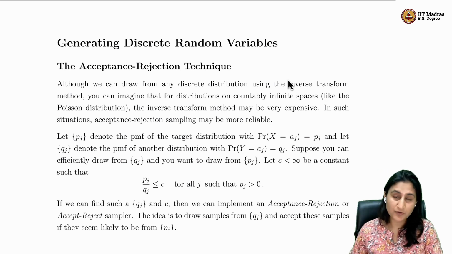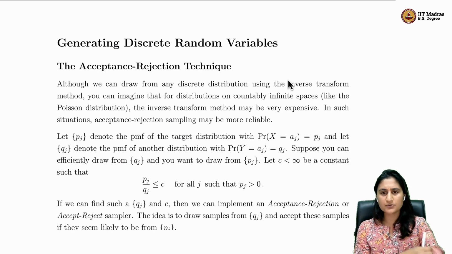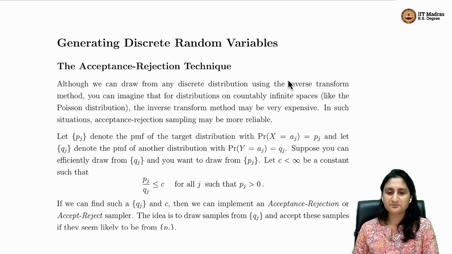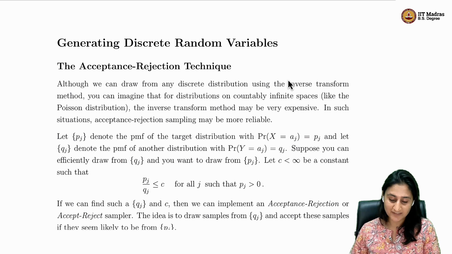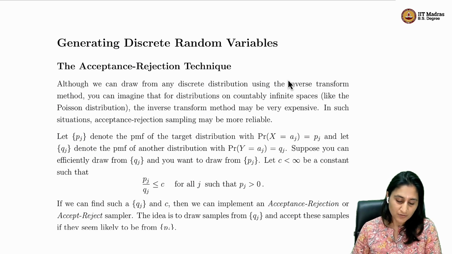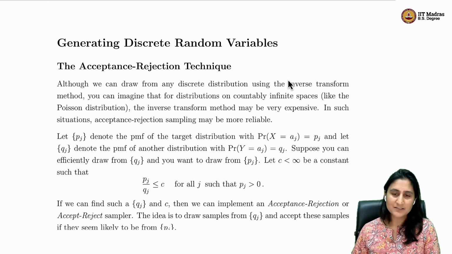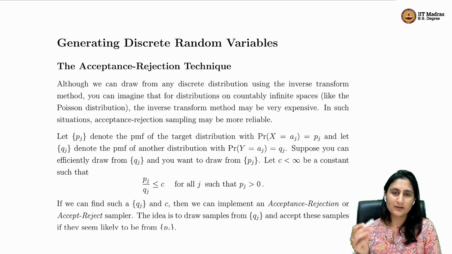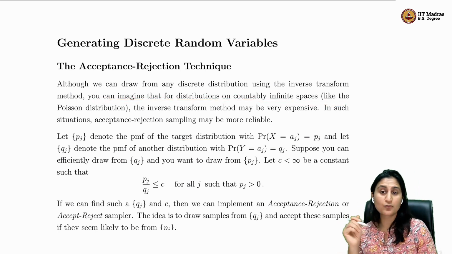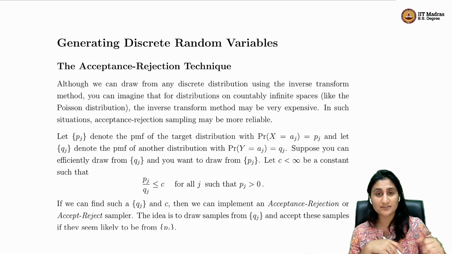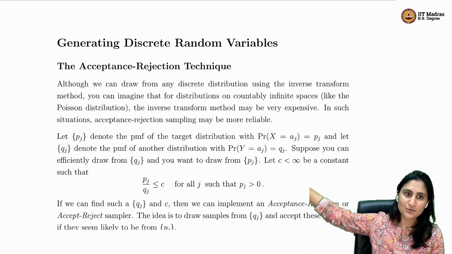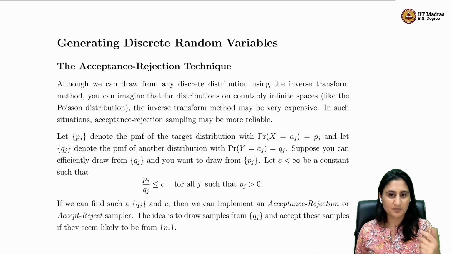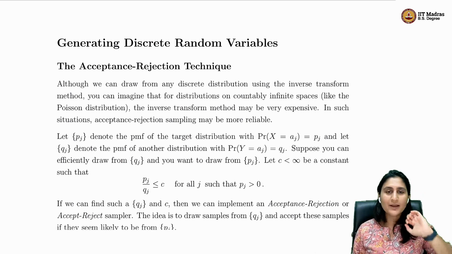Okay, and so we're going to go through this pretty carefully, and it'll be a slightly technical lecture because you're also going to see some theory and some proof in this as well. Like I said, although we can draw from any discrete distribution using the inverse transform method, we can imagine distributions where there are countably infinite points, like Poisson, which takes value 0, 1, 2, 3, and so on. The inverse transform method can be quite expensive. So we're going to do acceptance rejection.